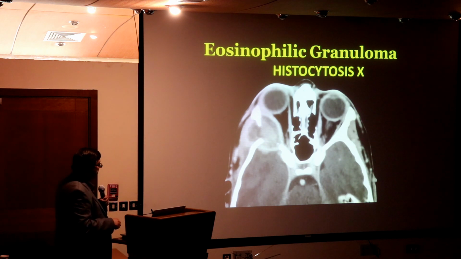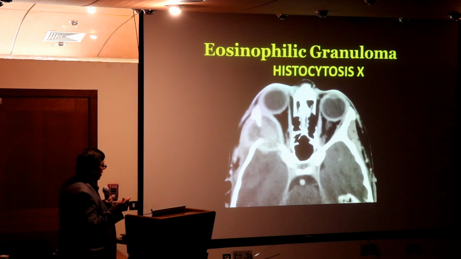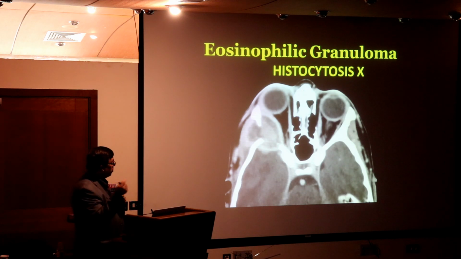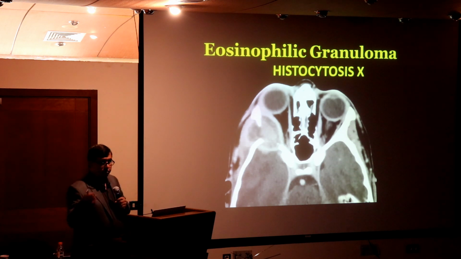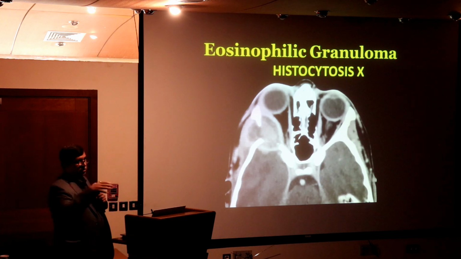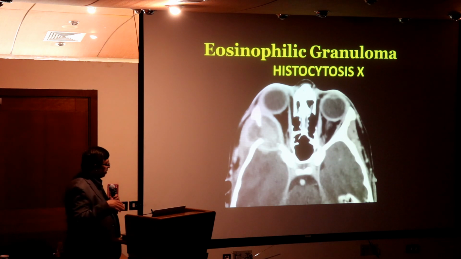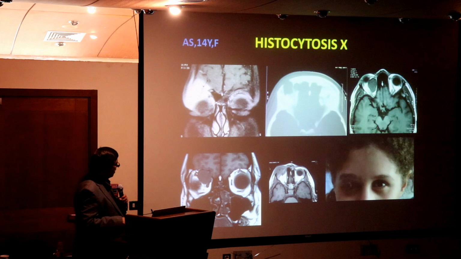Eosinophilic granuloma, and it's 3 types. If it is focal in the skull, it's called eosinophilic granuloma. If it is multiple in the skull, it's called Hand-Schüller-Christian disease. Multiple, but in the same organ. If it is multiple but in different organs, systemic, then it is Letterer-Siwe syndrome.